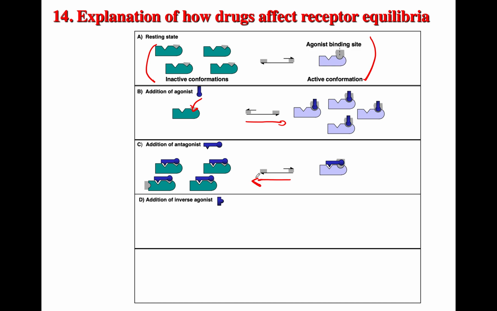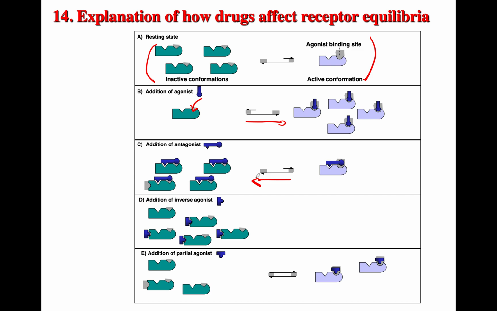When you have an inverse agonist, the inverse agonist is going to cause... There's actually an image that is missing here for the inverse agonist. So the inverse agonist is actually going to suppress even the intrinsic activity that the receptor has. Okay, and then addition of the partial agonist.